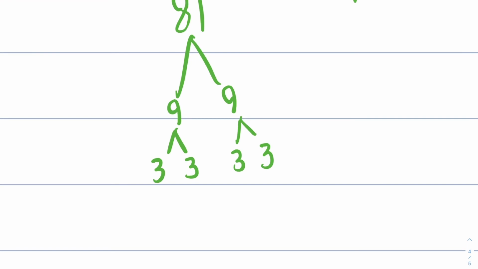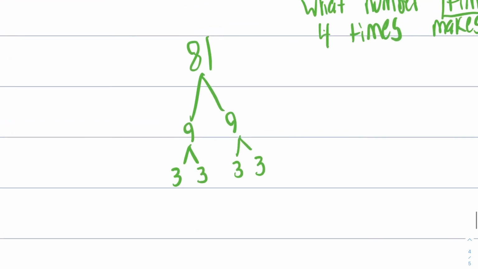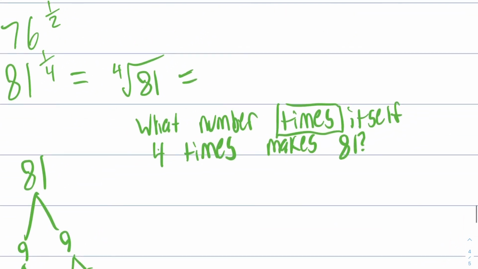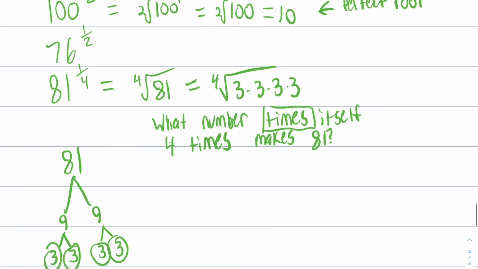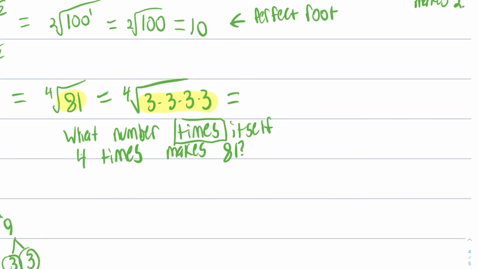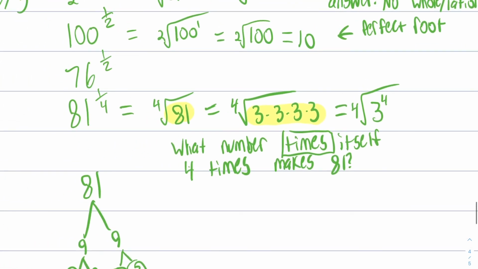3 is a prime number, so that's as low as this factor tree can go. So 3 times 3 times 3 times 3 makes 81. 3 times 3 times 3 times 3 is the same thing as writing 81. Those two numbers are equivalent. Now, since we rewrote 81 as 3 times 3 times 3 times 3, we can change that to be 3 to the 4th power. And we're still doing the 4th root because that's what the original question wanted.